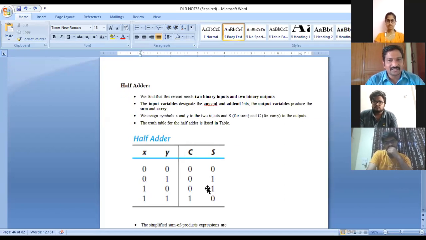This bit is called the AND bit. This bit is called the AND bit. Always the higher order bit will be the carry bit, and the lower order bit will be the sum bit, sum as well as carry. This is the augend bit, this is the addend bit. For the time being, we represent the augend bit as X, the addend bit as Y, C for carry, S for sum.